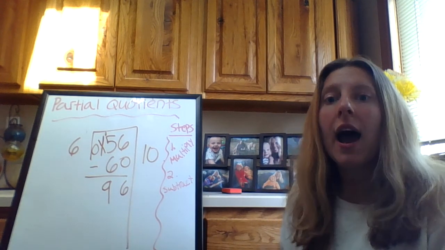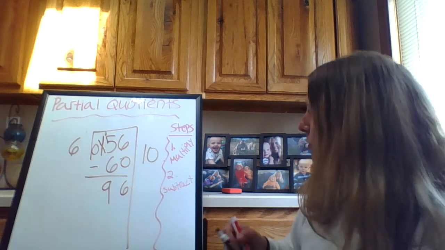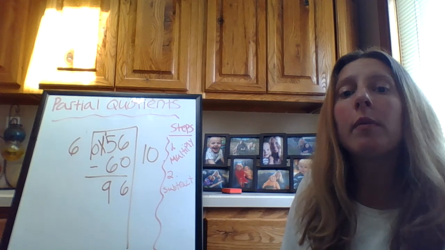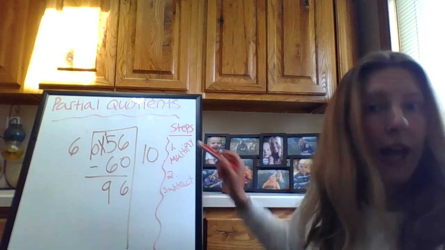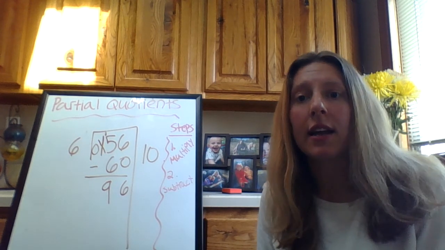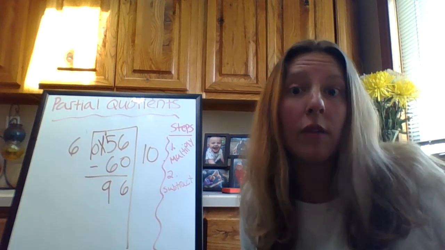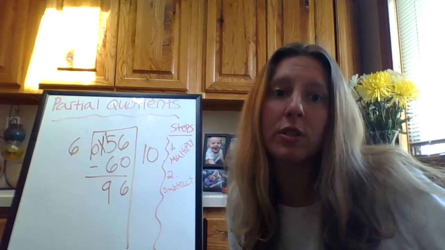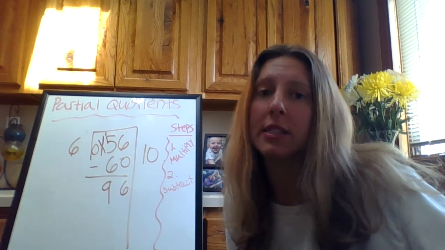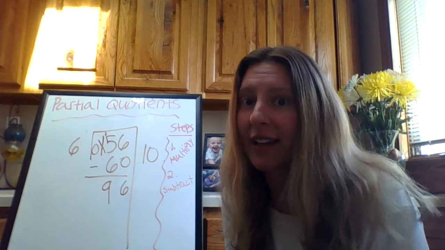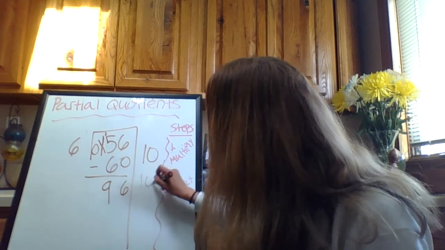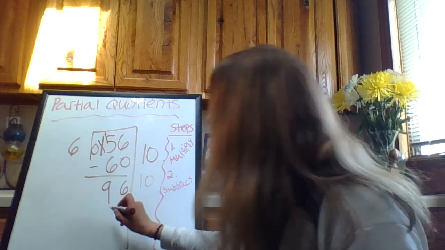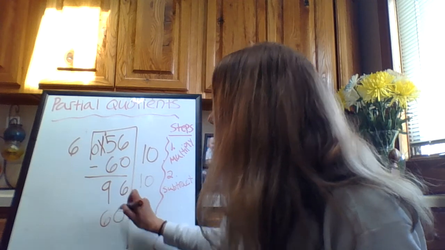I am going to start my steps over because I have a new number in the box. So now I'm going to go back to multiply. Only now I have 96. So you should be asking yourselves as mathematicians, what number times 6 will get me as close to 96 as possible? And we can use 10 again. If I write 10 here on the side, I need to multiply. 10 times 6 is 60.